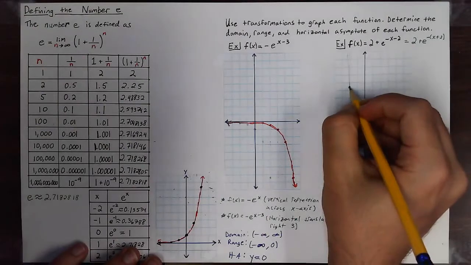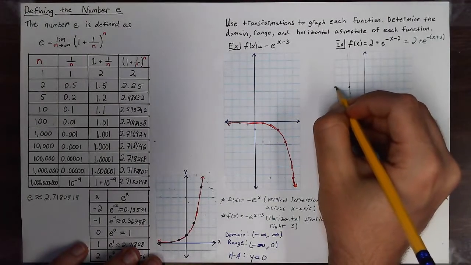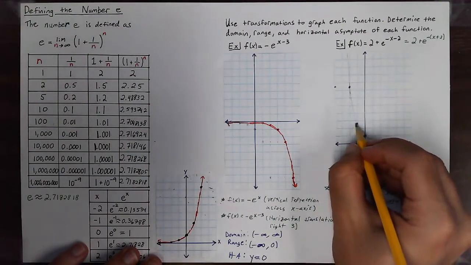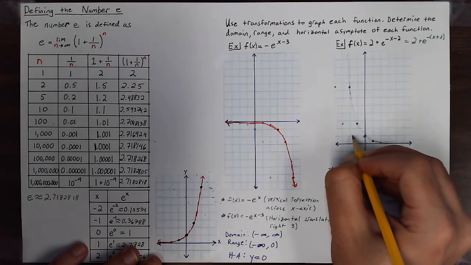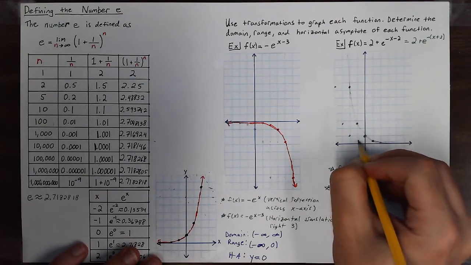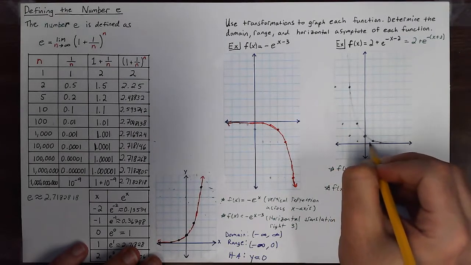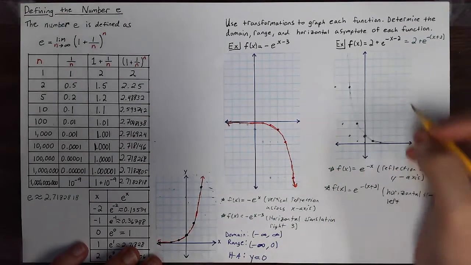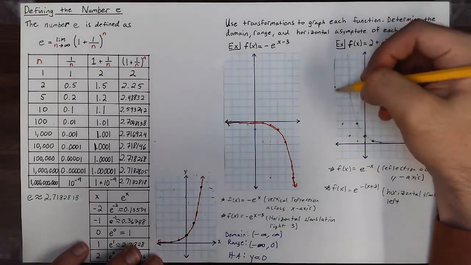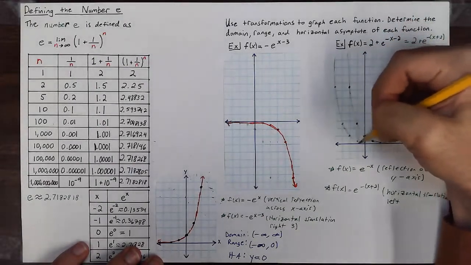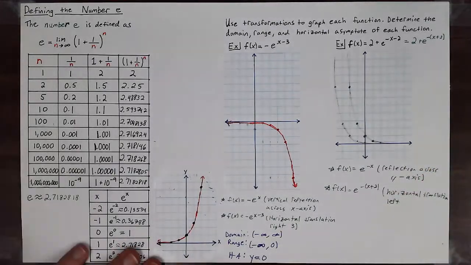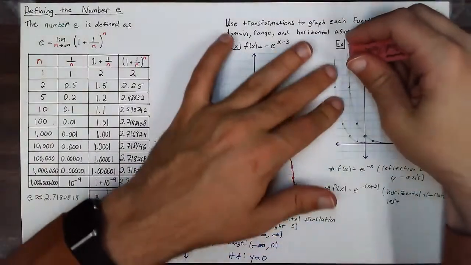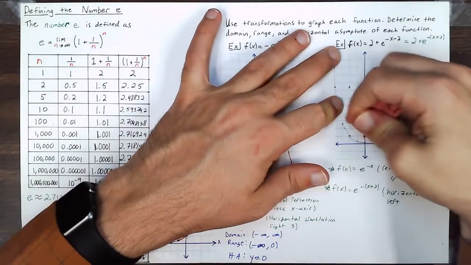So this point gets shifted left 2. This point gets shifted left 2. That point gets shifted left 2. So now my graph is over here, still flattening out at zero. I don't need that original graph anymore because I've already transformed it.